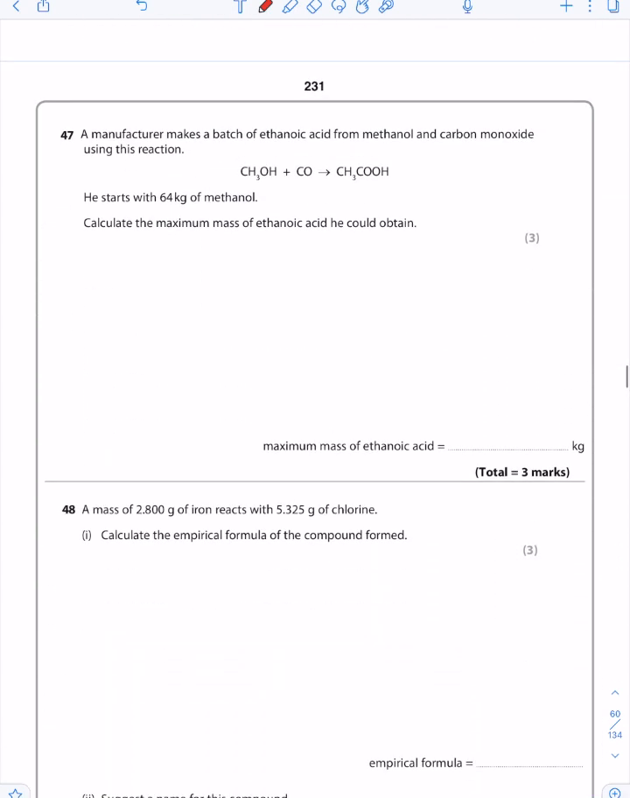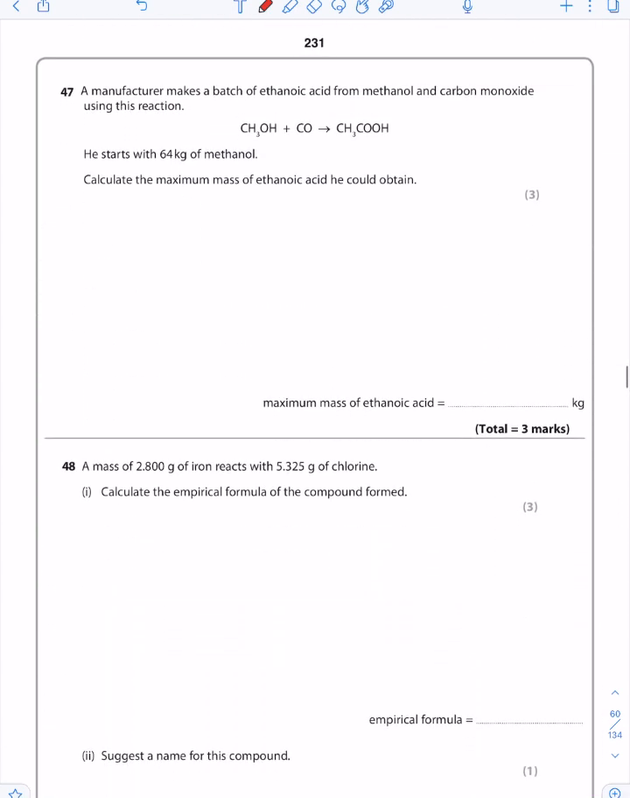Question 47. A manufacturer makes a batch of ethanoic acid from methanol and carbon monoxide using the reaction. The equation is 1 mole of methanol plus 1 mole of carbon monoxide gives 1 mole of ethanoic acid. He starts with 64 kilogram of methanol. Calculate the maximum mass of ethanoic acid he could obtain.